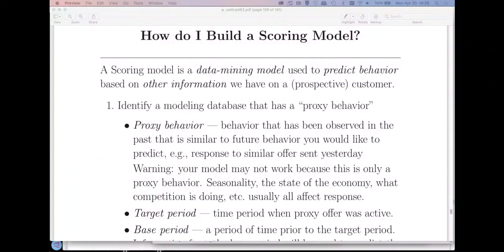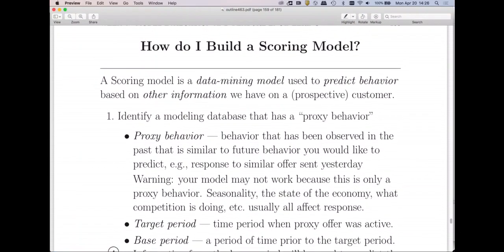This video is going to talk about a special type of predictive analytic model that gets used a lot in marketing applications. This model is sometimes called a scoring model. A scoring model is used to predict the future behavior of some customer based on whatever information I have about that customer.